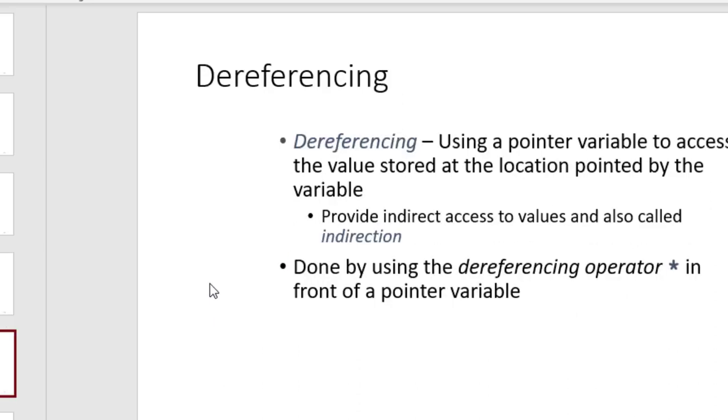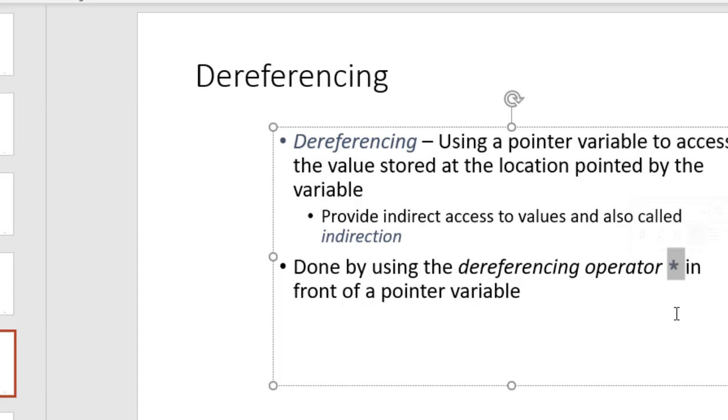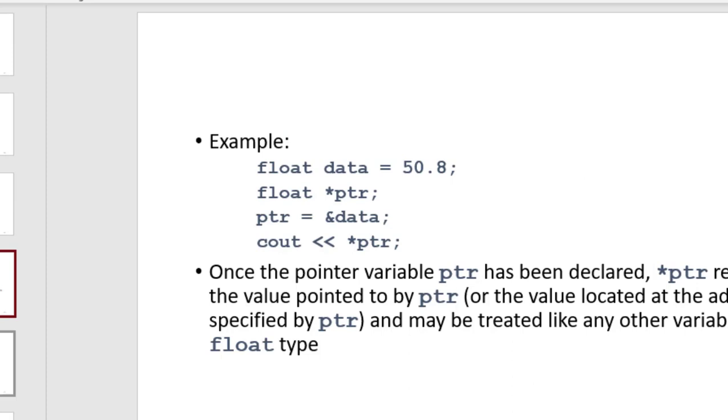Now, what is dereferencing? Dereferencing means the use of pointer variables to access the value stored at the location pointed to by the variable. So we are going to see how to use the dereferencing operator, or indirection operator, that is star. This one is called the dereferencing operator or indirection operator. Now let's see this example where we are using the dereferencing operator.